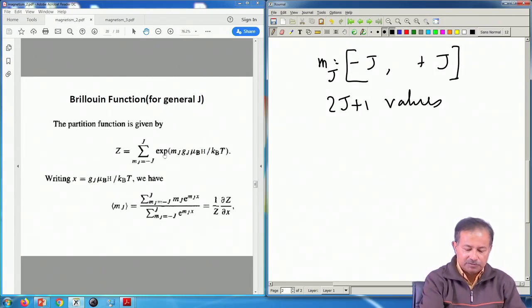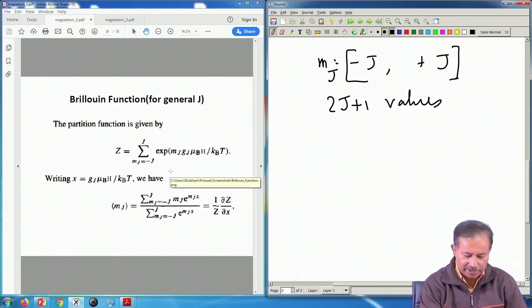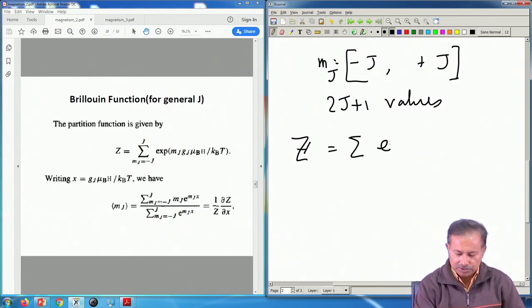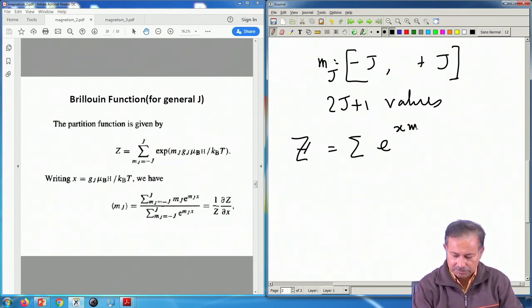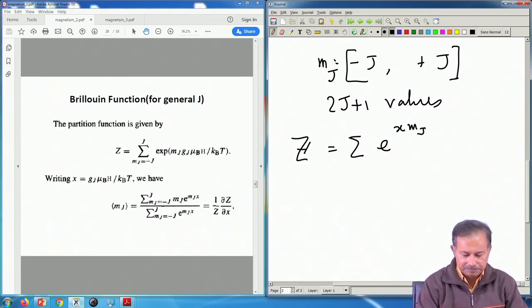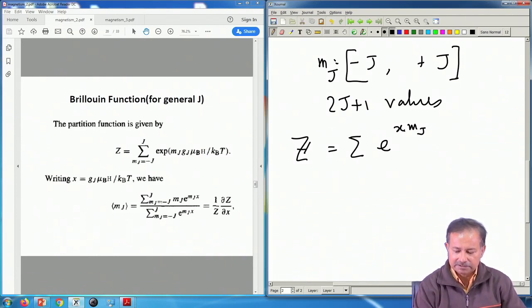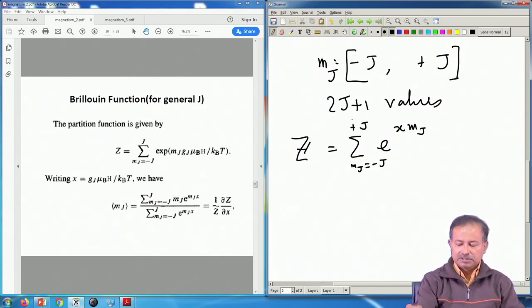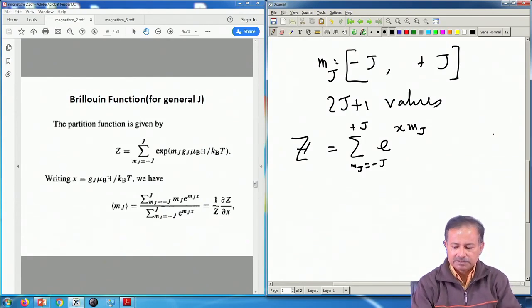So that is the sum you have to do. Let me write it with this definition: Z equals the sum of e to the power of x mj, where x is gj mu B H by kT, and mj goes from minus j to plus j. Now this is basically a GP series, a finite series, and you can sum it.